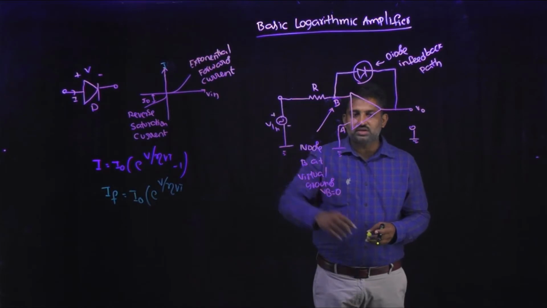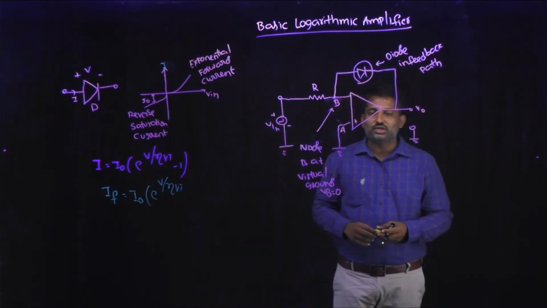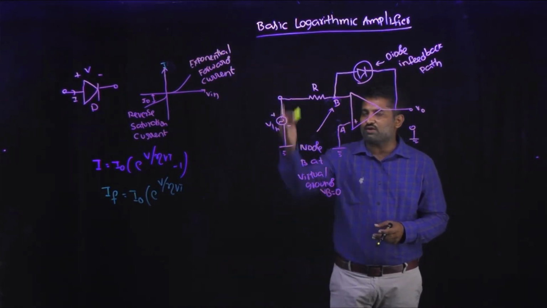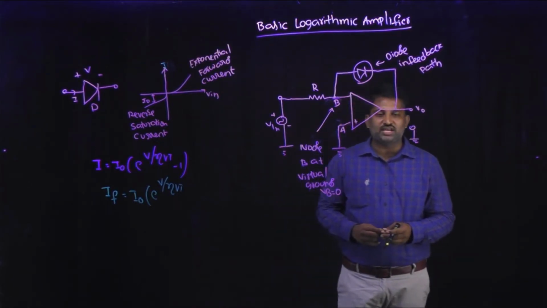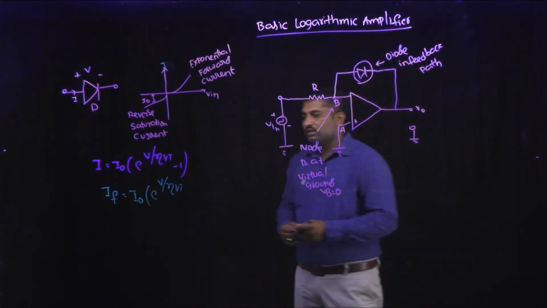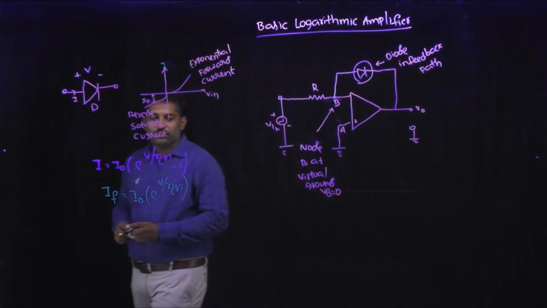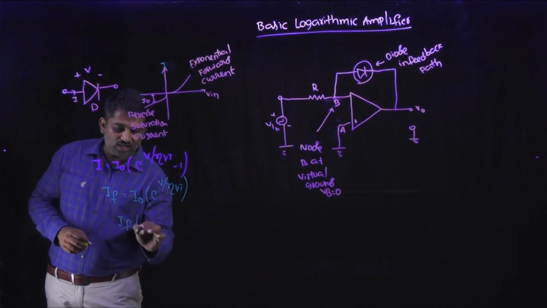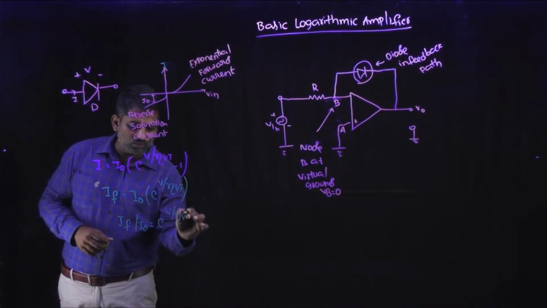Why? Because if the voltage is a forward voltage, then the current also has a forward exponential index, and that forward exponential index is very much greater than 1. That's why IF is equal to I naught into e power V by eta into Vt, and IF by I naught will be considered as e power V by eta into Vt.